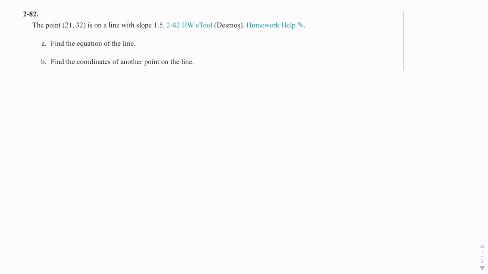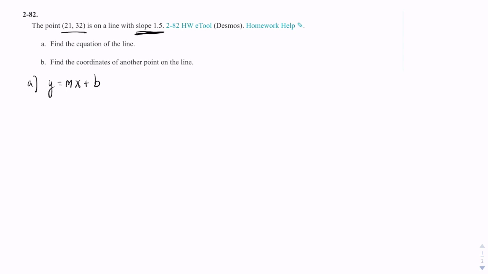In this problem, we're given a point, (21, 32), and we're given the slope of a line, which is 1.5. Then it says find the equation of the line. So for A, we remember that a line can be written in slope-intercept form, y = mx + b, where m represents the slope and b represents the y-intercept.